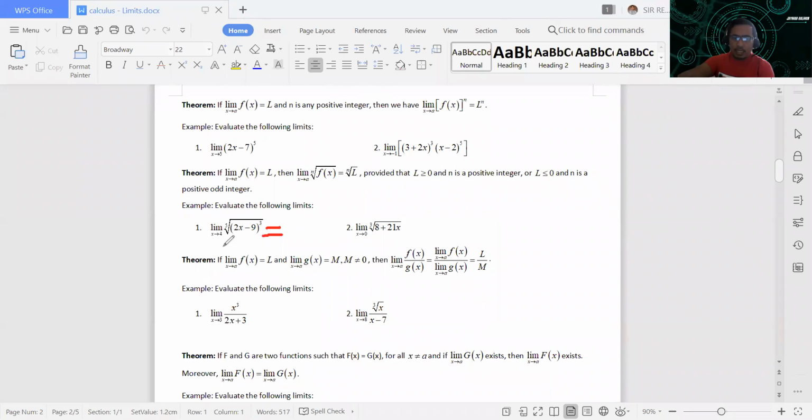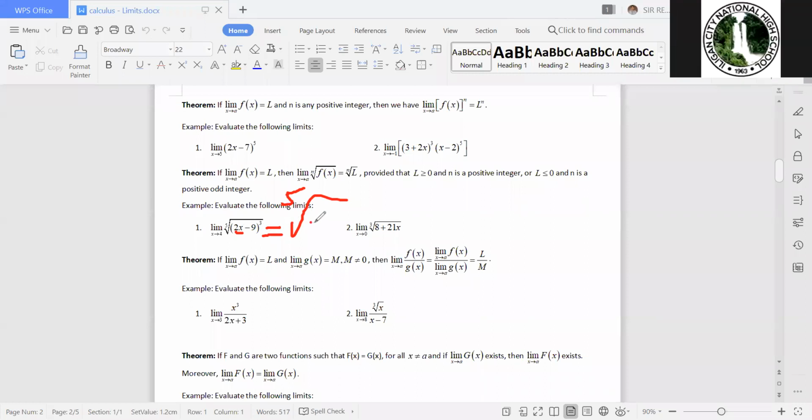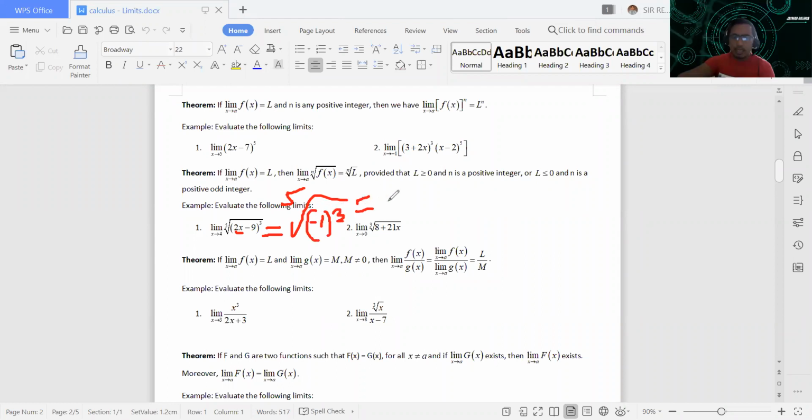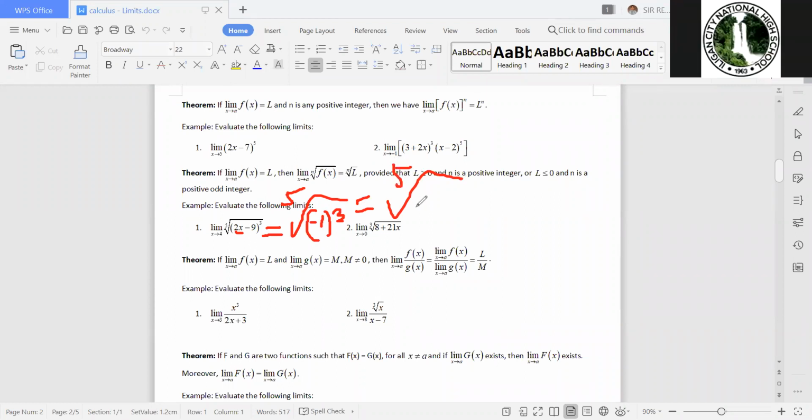Actually, class, the idea is you also substitute here. So it will be the 5th root of, what is 2 times negative 1? It's negative 1, right? Negative 1 cubed. And in this case, negative 1 cubed is also negative 1, right? Yes, sir. It's also negative 1.